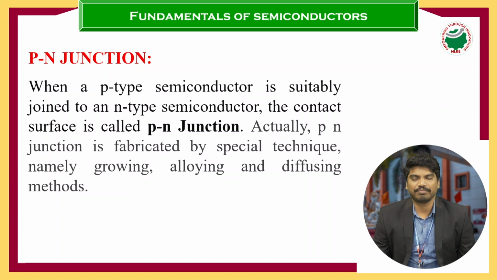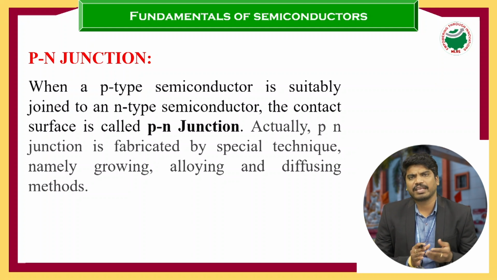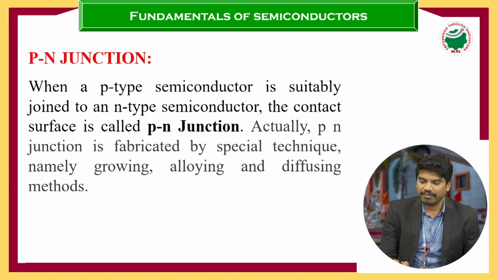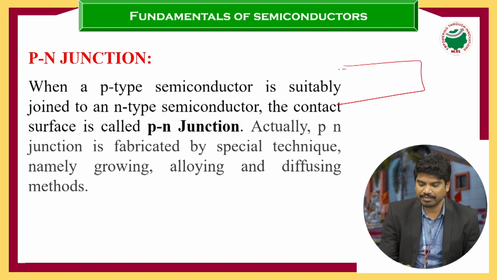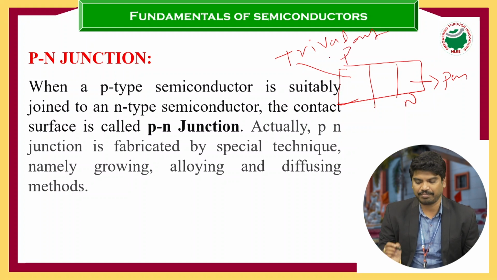PN junction means the joining of p-type and n-type material together is known as a PN junction. Okay, there are different types. We will take a p-type material and an n-type material and then join them together, or else we will take a pure intrinsic semiconductor and dope one side with a pentavalent element, so this region will act as an n-type semiconductor, and dope the other side with a trivalent element, then this region will act as a p-type region.